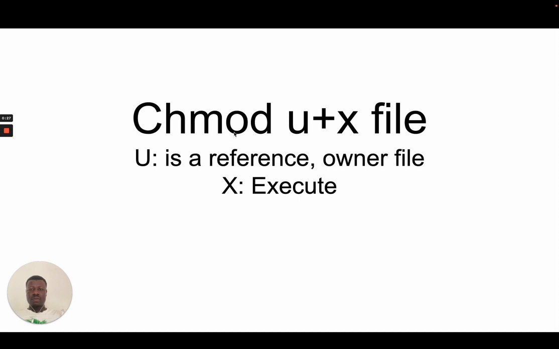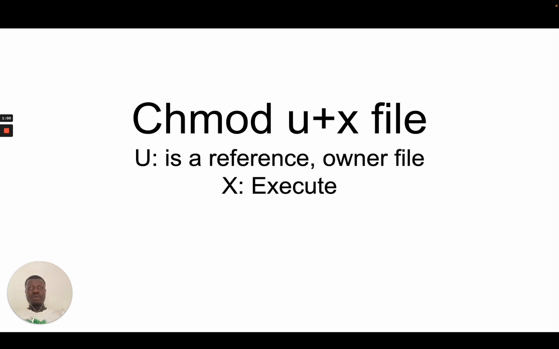So chmod stands for change mode, the u here is a reference like the owner of the file, and then plus x means add execute privilege on it. So whatever the content of the file is, it will add the execute privilege on it. So when you use this chmod u+x file, you will add an execute privilege on your file.